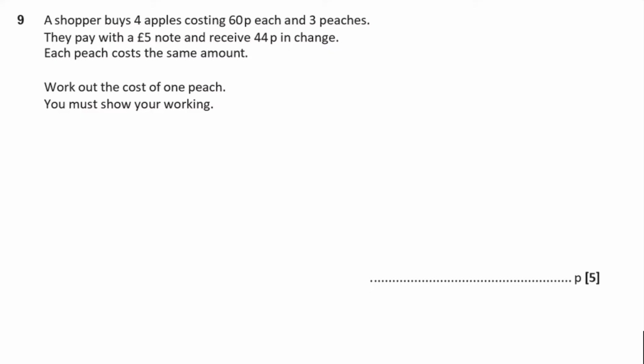Now this is actually an algebra question. So I'm going to say the cost of a peach equals P. I'm going to use P for peach. Okay, so a shopper buys 4 apples costing 60p. So 4 times 60 and 3 peaches plus 3p. They pay with a £5 note and receive 44p change. So that's equal to 500 minus the 44. Okay, so that's what we're told in that sentence. 4 lots of 60p plus 3p equals 500 minus 44.